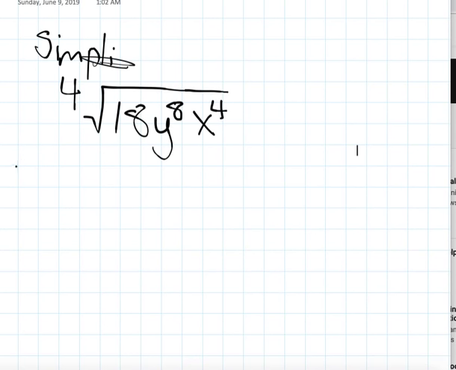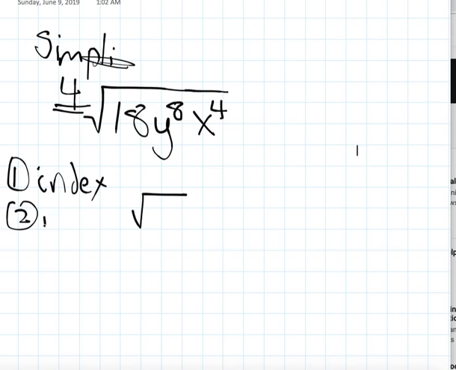So the first step is look at the index number. We call this the index number or the index radical. So it's 4. So I'm going to try to write this using an exponent of 4 if possible. So 18, I cannot do that. I cannot write 18 as that. There's not a number that multiplied by itself 4 times gives me 18. So I leave it. So the second step is to rewrite it.